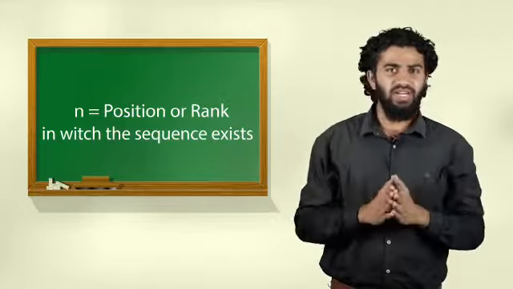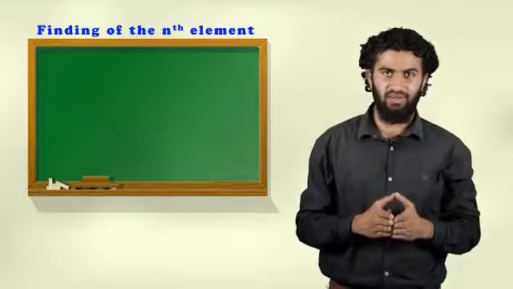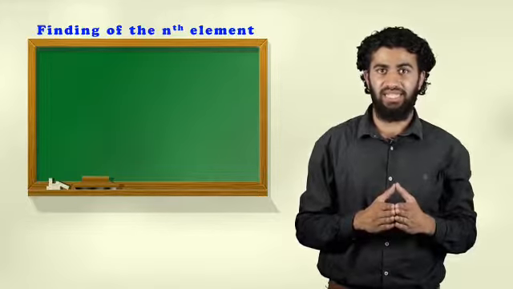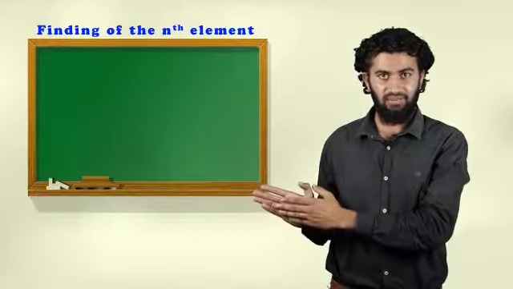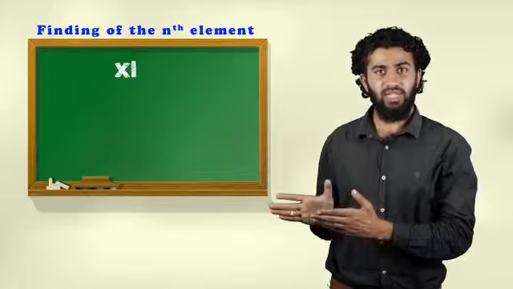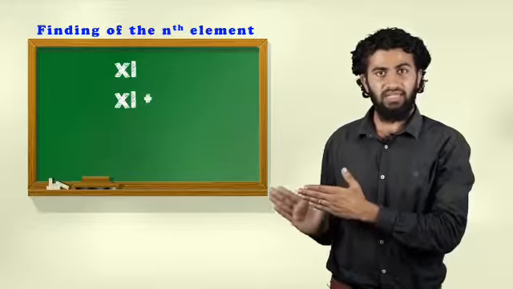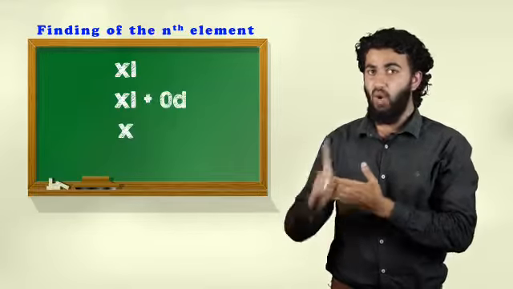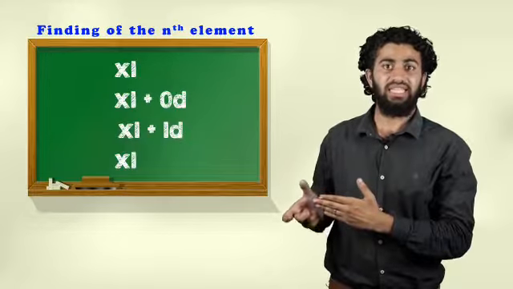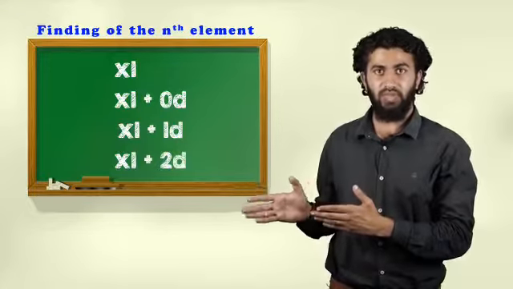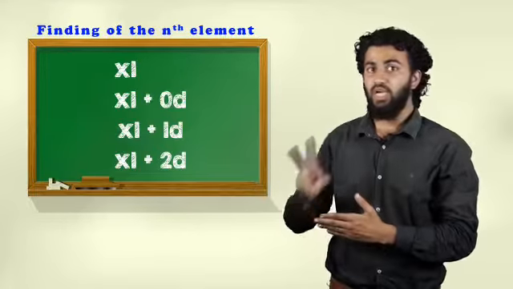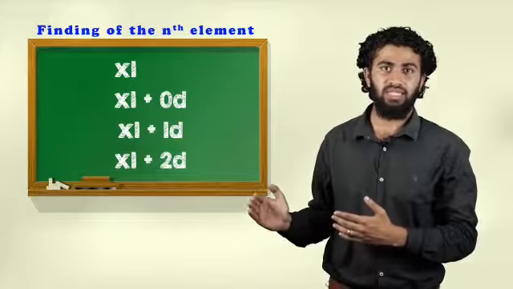Friends, let us see how to find the nth element of the sequence. Here I mentioned some series or progression. The first element is x1, and I am adding no common difference to the first term, so I can write x1 plus 0 times the common difference to get the first term. For the second term, I am adding 1 times the common difference, that is x1 plus 1d, to get the second term. For the third element, we are adding 2 times the common difference to the first term.